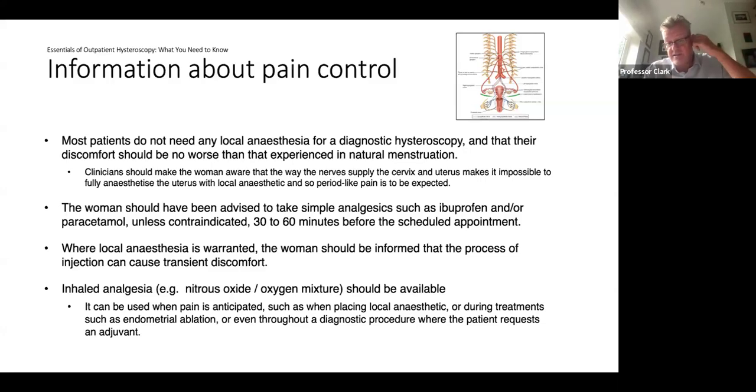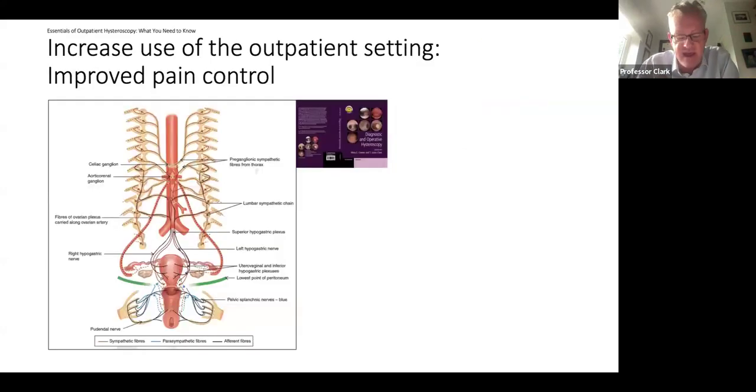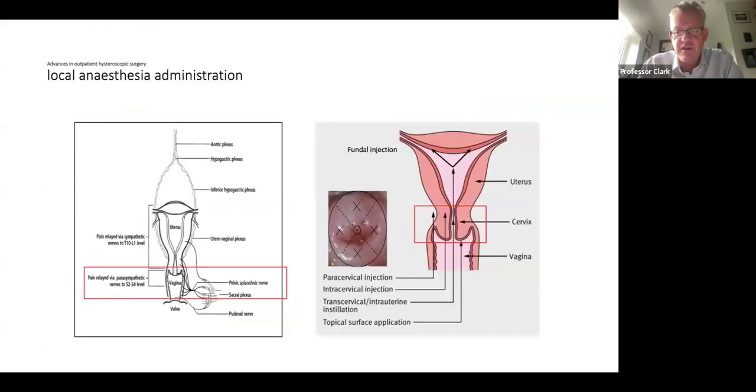And inhaled analgesics, like nitrous oxide, which women commonly use in childbirth, but increasingly now there are other inhalation analgesics we're interested in. So again, this is the innervation of the uterus, and so really, if we're going to use direct cervical blocks or paracervical blocks, then we are looking at blocking the S2 to S4 pain nerve routes, and so we can nicely numb the cervix.